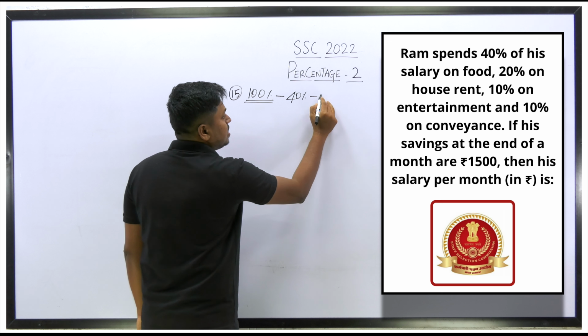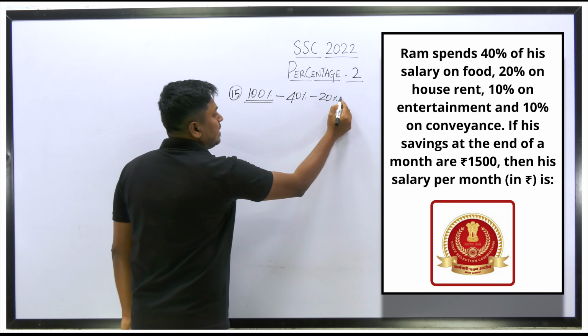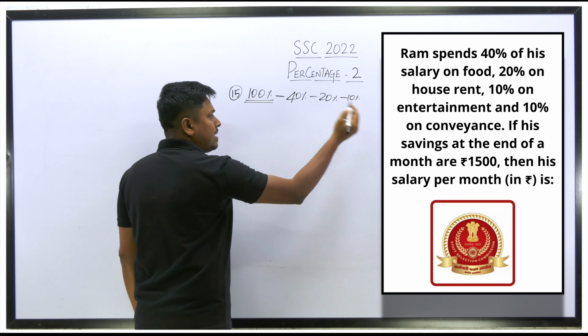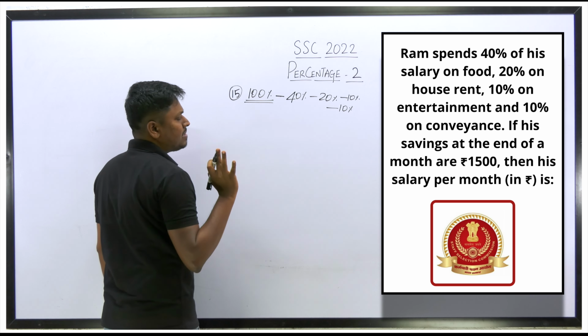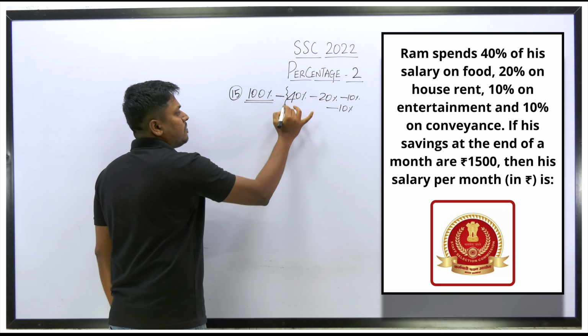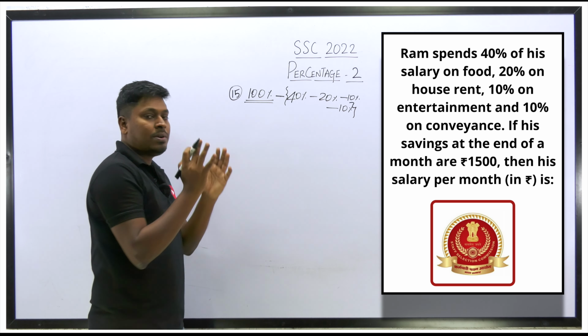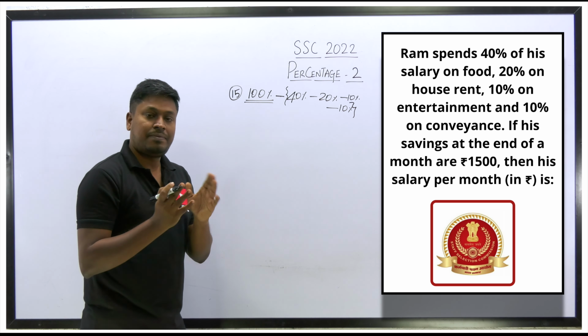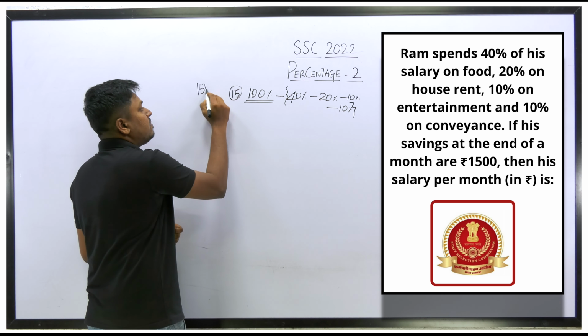So the remaining 20% of the salary is spent on house rent, another 10% is spent on entertainment, and another 10% is spent on education and other purposes, right? So these are the amounts: 40, 20, 10, 10. These percentages are the total amount that is spent. So finally, the savings he has in his hand is 1500.